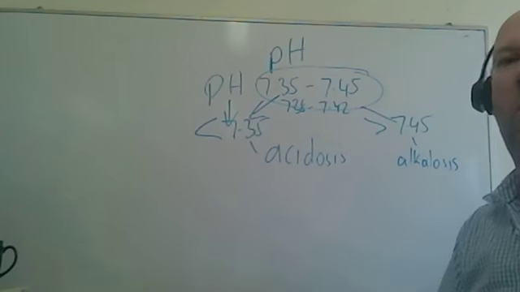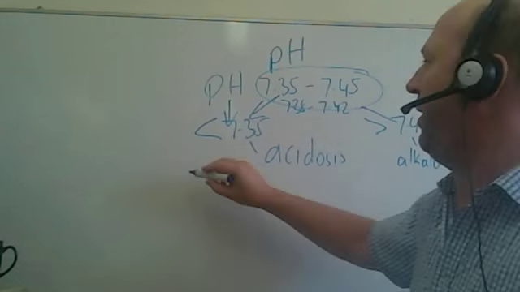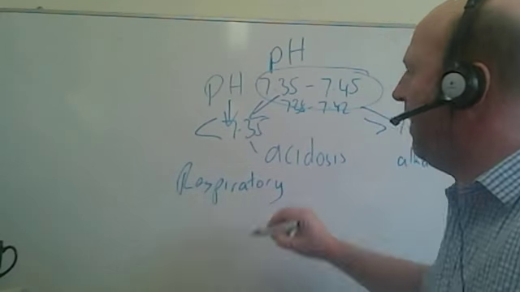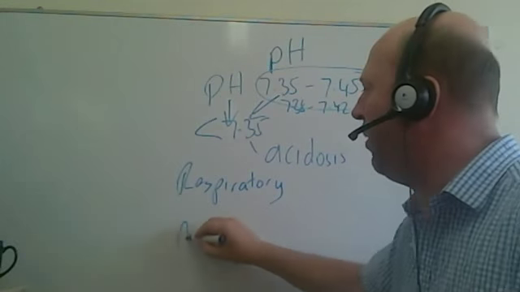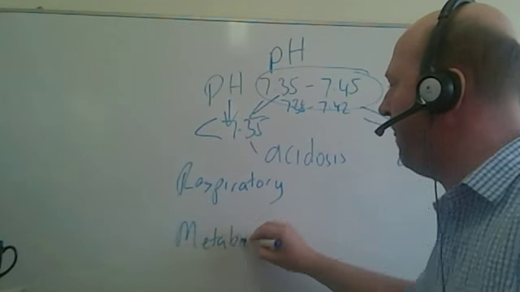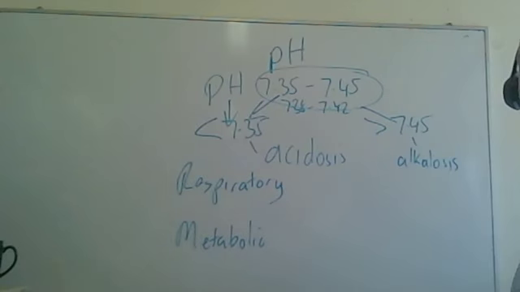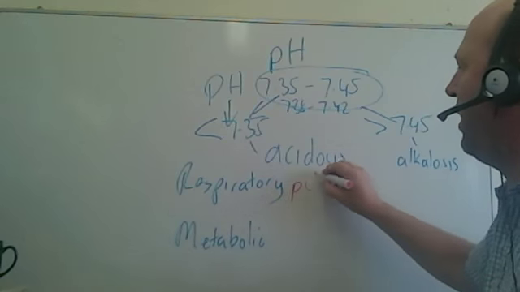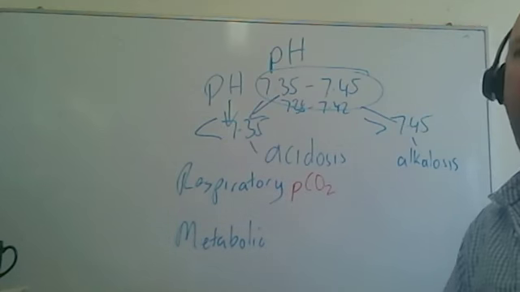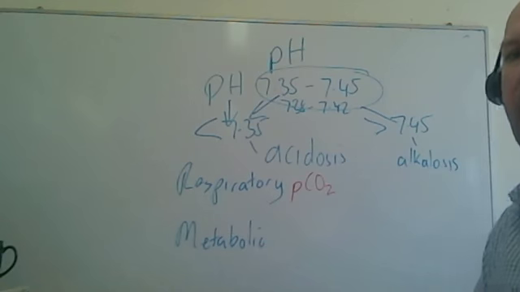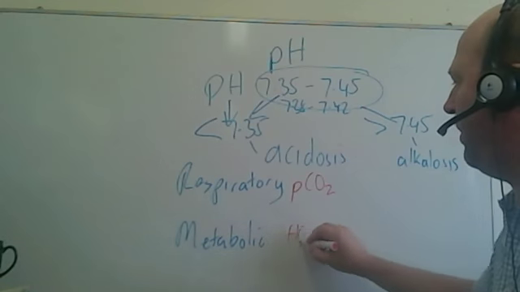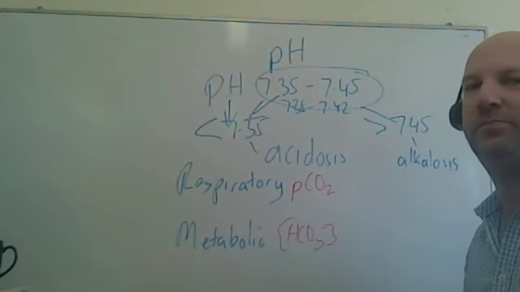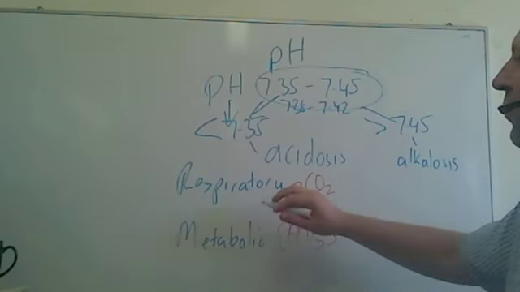Then, what are the other two things we have to decide? We have to find out, is it a respiratory problem, or is it a metabolic problem? Now, I'm going to put this in red because it's really important. If it's a respiratory problem, we're looking at changes in the partial pressure of carbon dioxide. If it's a metabolic problem, it's to do with bicarbonate ion concentration. So let's have a look at this. Let's look at respiratory first.